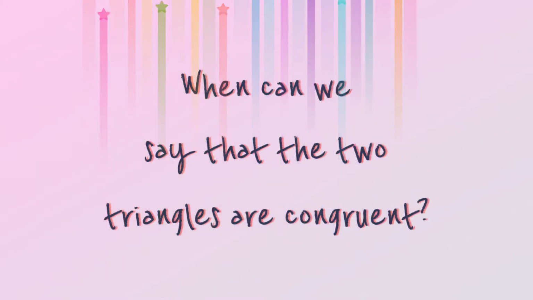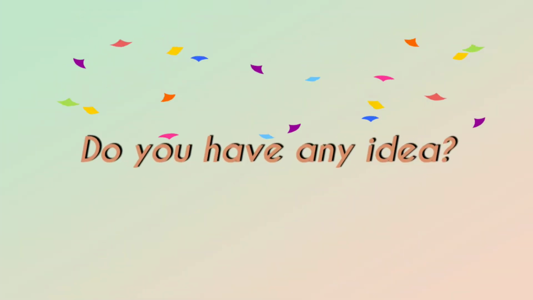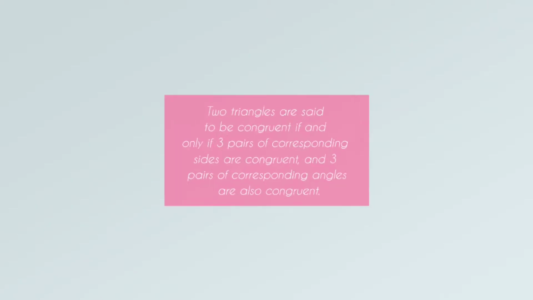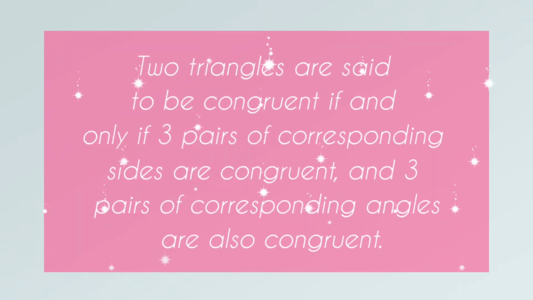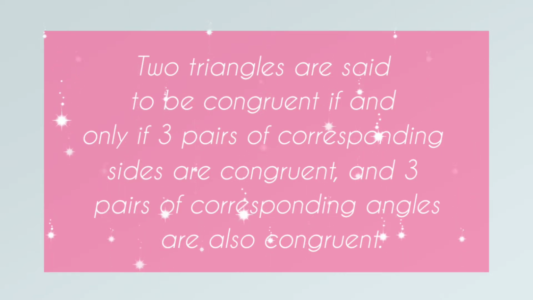But when can we say that the two triangles are congruent? Do you have any idea in your mind? Two triangles are said to be congruent if and only if three pairs of corresponding sides are congruent and three pairs of corresponding angles are also congruent.